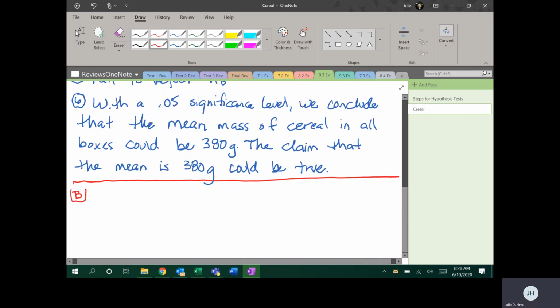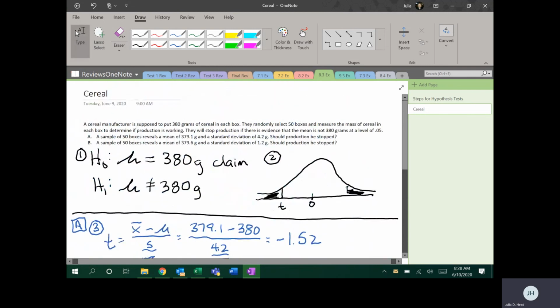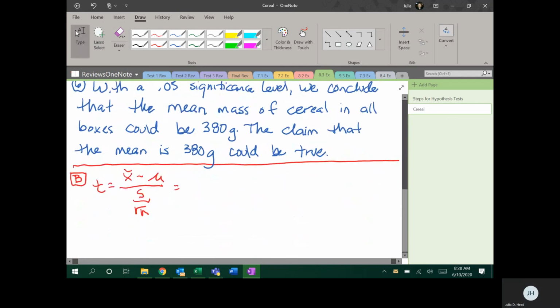So for part B, we still have the same formula, but this time because we have a new sample, X bar and S are going to change. It turns out N stays the same, but N could change. So X bar for part B is 379.6, S is 1.2. Since my hypotheses didn't change, mu is not going to change. It's still 380, just straight from the hypotheses.